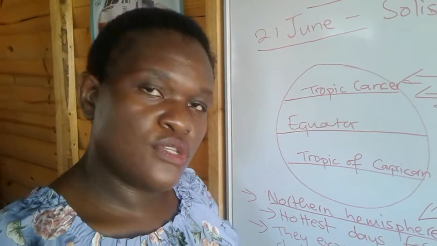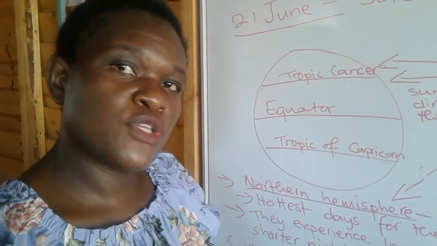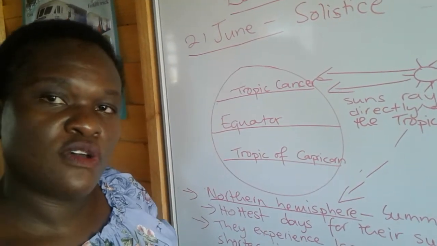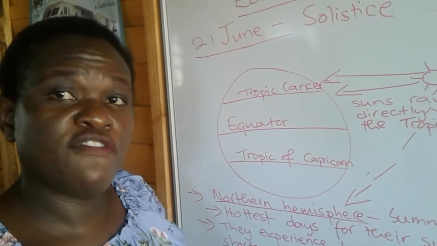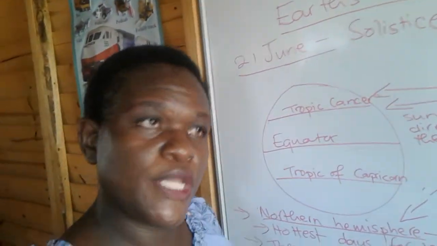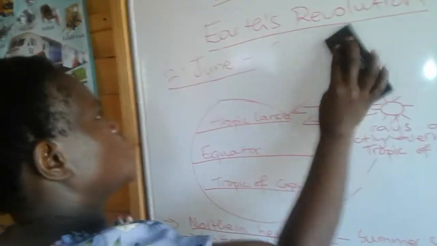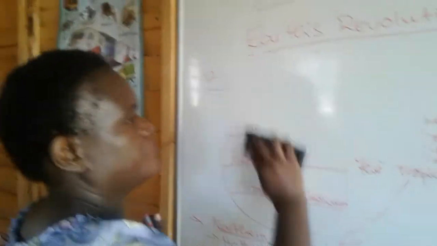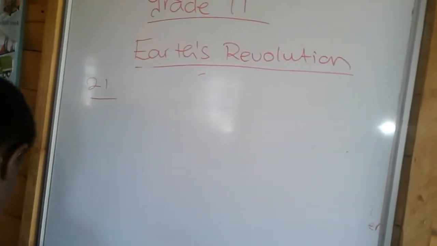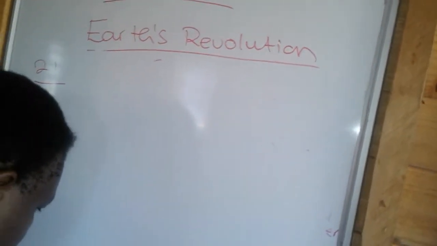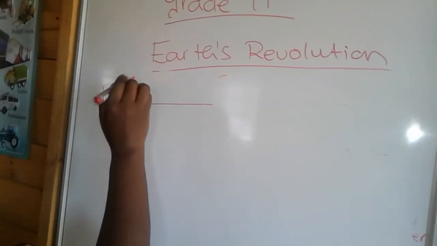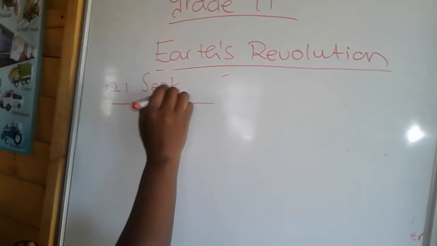So the earth continues to revolve around the sun from the 21st of June. We go into August, and then it follows a certain path up to 21st of September, where we experience our second equinox. We are now going into our second equinox, which happens on the 21st of September.